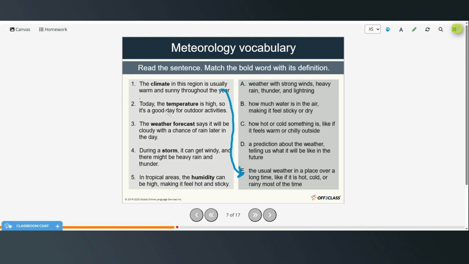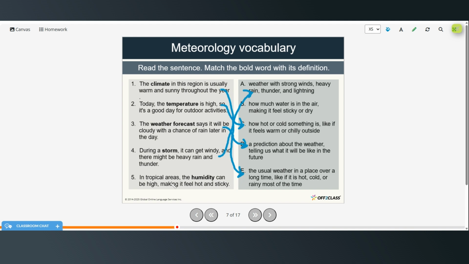Today, the temperature is high, so it's a good day for outdoor activities. So temperature is how hot or cold something is, like if it feels warm or chilly outside. The weather forecast says that it will be cloudy with a chance of rain later in the day. So weather forecast is a prediction about the weather, telling us what it will be like in the future. During a storm, it can get windy and there might be heavy rain and thunder. So a storm is weather with strong winds, heavy rain, thunder, and lightning.